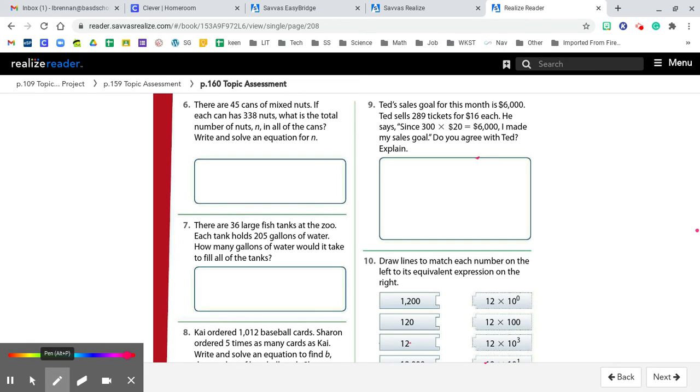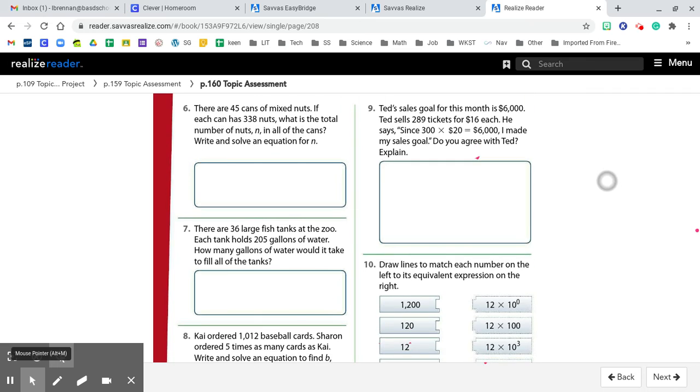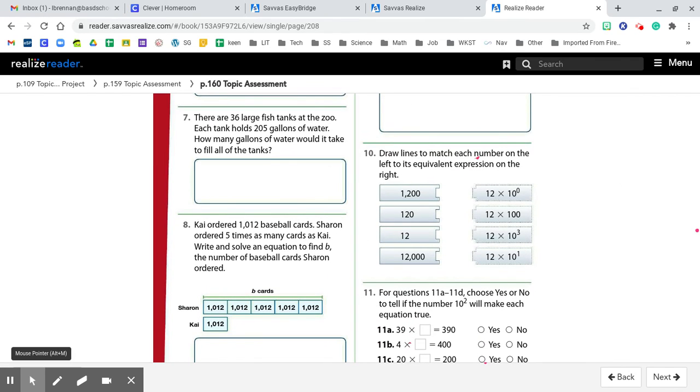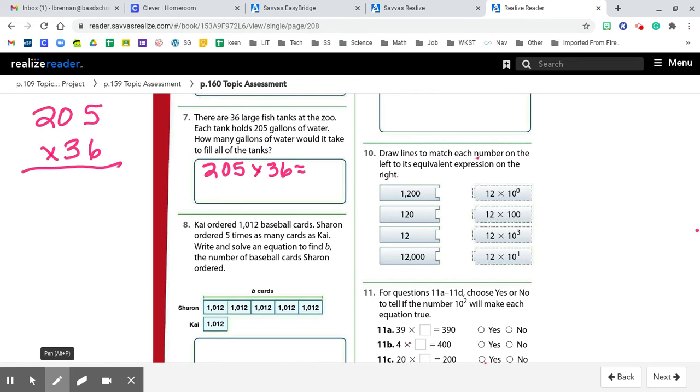There are 36 large fish tanks at the zoo. Each tank holds 205 gallons of water. How many gallons of water would it take to fill all the tanks? So they're not asking for an equation or anything here, but I'm going to write one anyway. I'm going to say 205 gallons of water times 36 equals whatever. So again, write out the equation in your notebook.